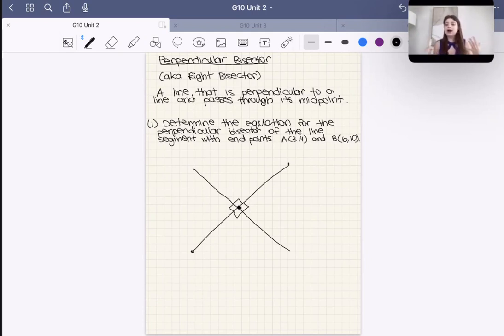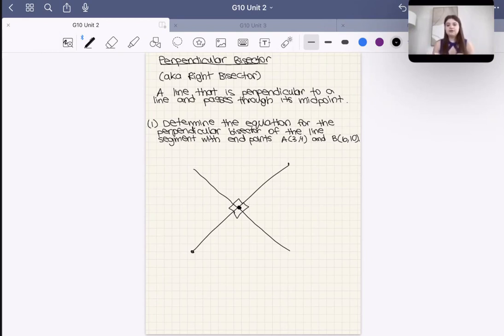And so if we're asked to find the perpendicular bisector, we need to find two things. We need to know what the midpoint is, right? Because that's a point that the perpendicular bisector passes through. And we also have to know what is the negative reciprocal slope, right? Because any line that's perpendicular to another line, we know from grade 9 that they have negative reciprocal slopes, okay?